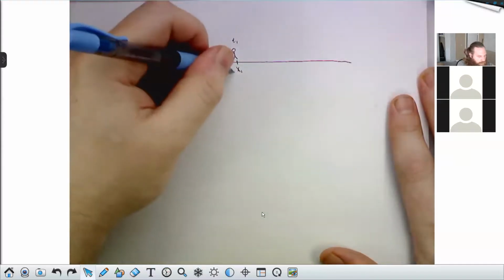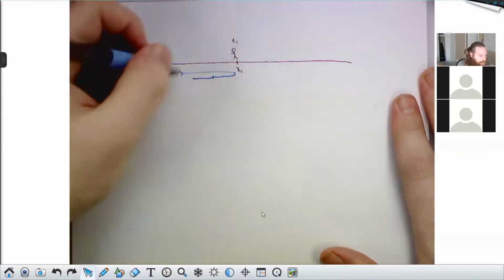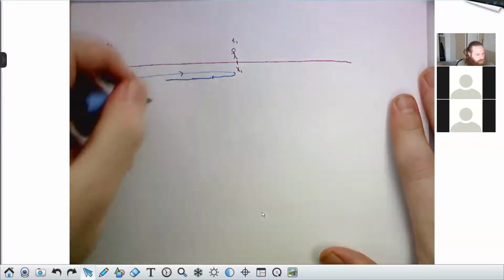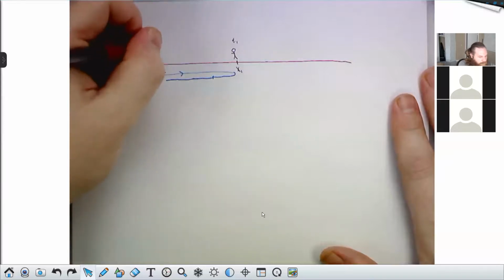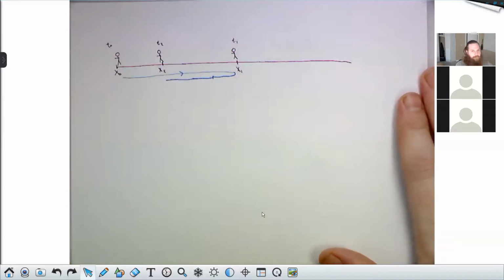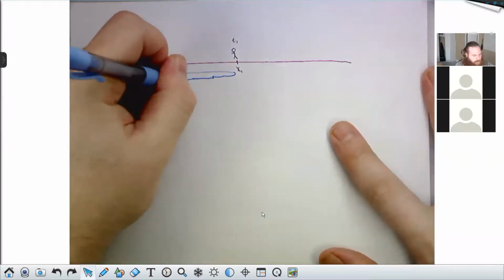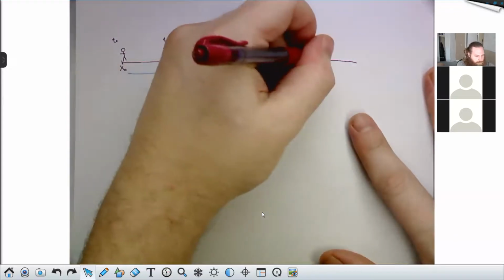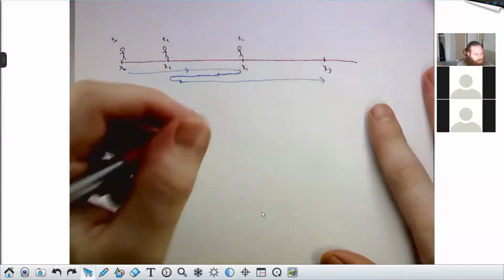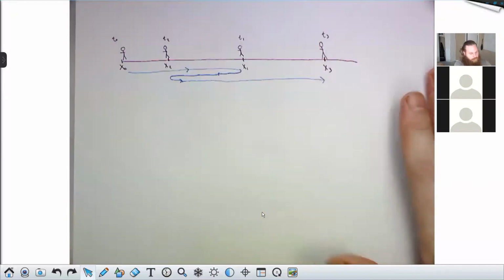But then they want me to turn around and walk back to here, some position we will call x2, and I arrive there at time t2. And then they want me to turn around again and walk all the way out to here, some position which I will call x3. And I arrive there at time t3.